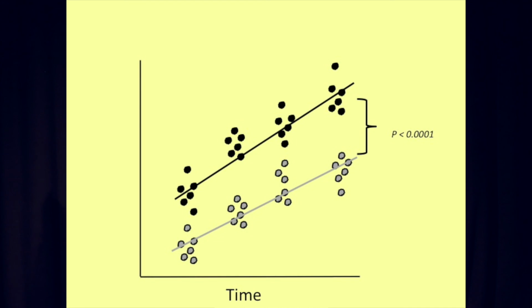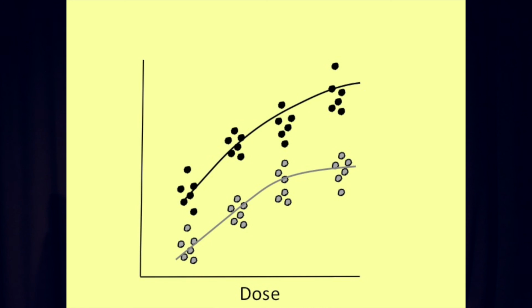Far better to plot a line through the whole lot and then see, could that line be the same as that one? And the answer, very frequently, of course, is highly unlikely. It might be even better to use a curve, if, biologically, that would make more sense.